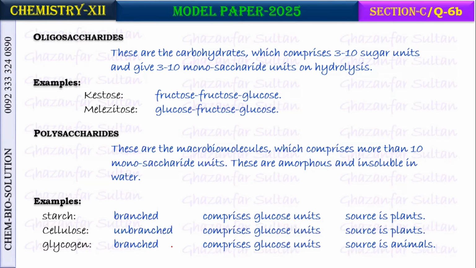Glycogen is also branched, and it has almost a similar structure to starch, but it is more condensed than starch. And the source of glycogen is animals. Our liver stores glucose in the form of glycogen, and glycogen is also synthesized in our muscles for its different types of metabolism.